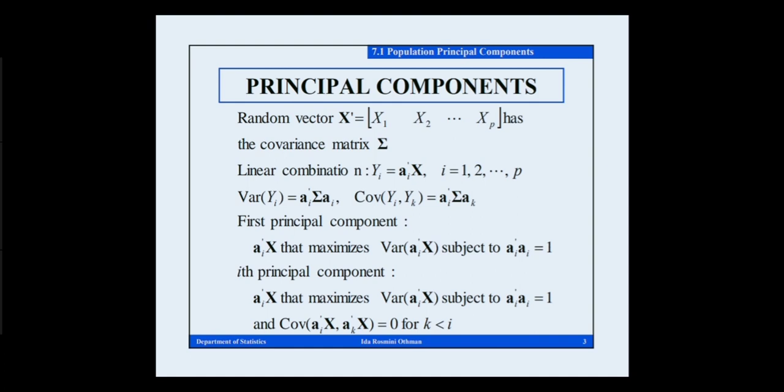And then we can also find the variance of the linear combination using this formula, and the covariance using this formula. This formula you have actually learned before in the previous chapter, but for this topic I will later show the theorem of how we can find the principal components. Actually it uses the same concept, using the variance covariance matrix.